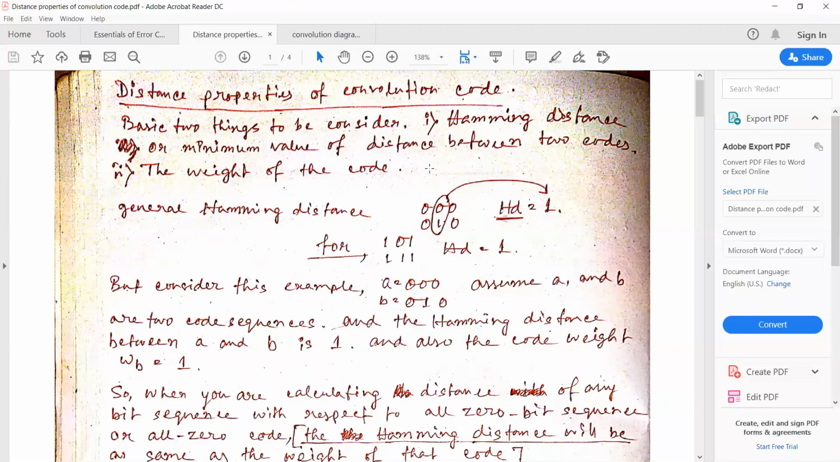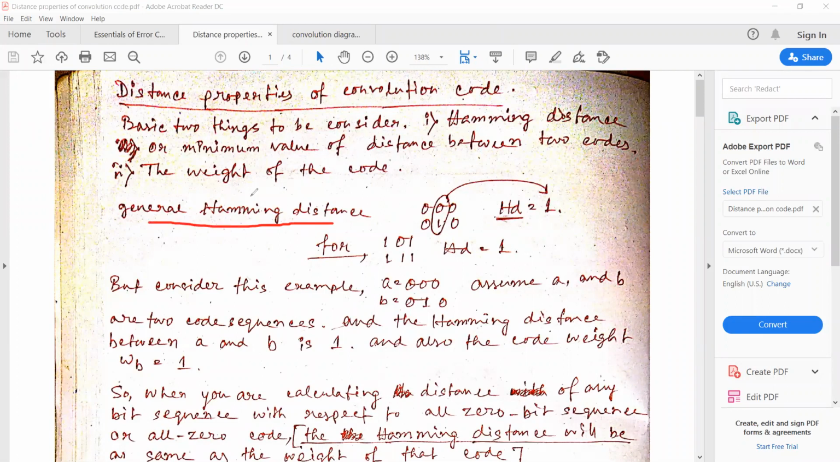Before we start, first of all, we have to know two basic things. One is called the Hamming distance. What is the Hamming distance, and what is the weight of the code? I think you already know these two terms because you have already studied them in your linear block code.